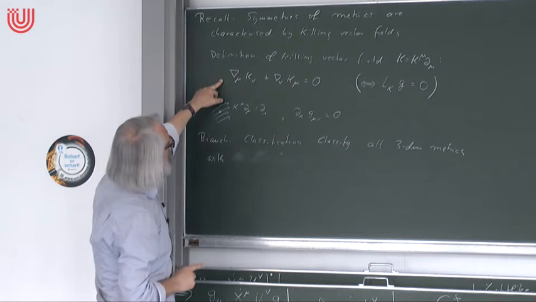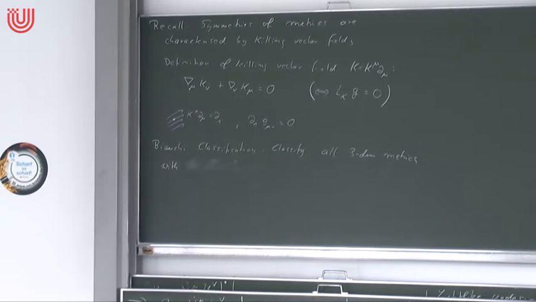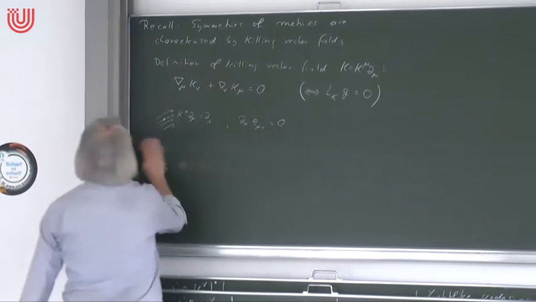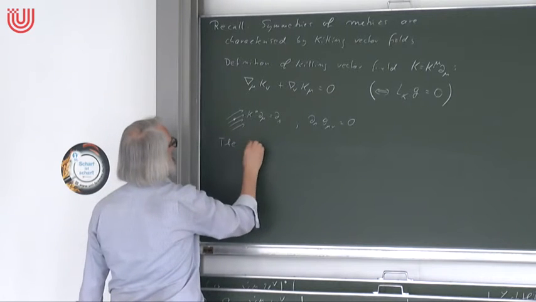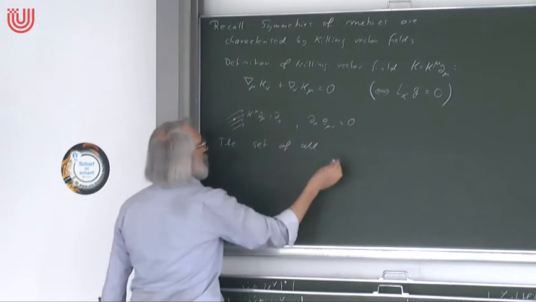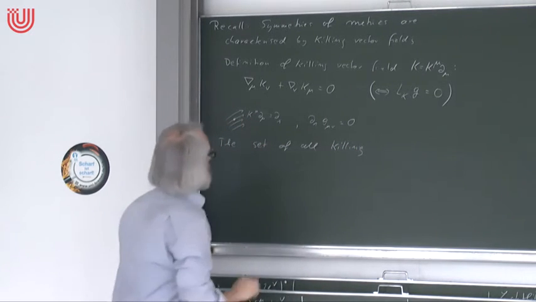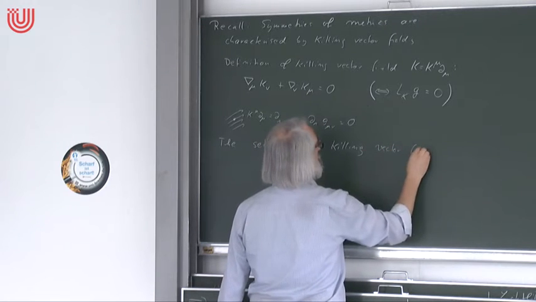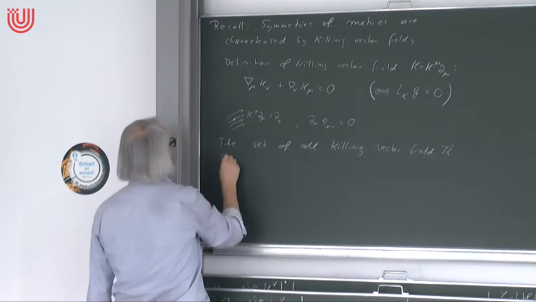The set of all Killing vector fields has a certain mathematical structure. I should do this first, before I tell you what the Bianchi models are. Okay, so the set of all Killing vectors on an arbitrary Riemannian or pseudo-Riemannian manifold. The signature plays no role for this notion. Let's call it curly K, satisfies the following properties.